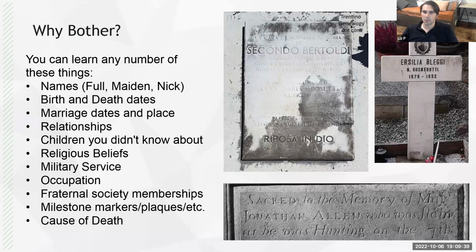Sometimes you'll see, in symbols as we go through this, the ancestor's or deceased's participation in particular societies. Perhaps that is a fraternal society. Maybe it's a historical marker that marks them as participating in the American Revolution, or the Mormon Battalion, as the case may be. What's neat is sometimes you'll see the cause of death. So if you look at this bottom one, it says sacred to the memory of Major Jonathan Allen, who was slain as he was hunting on the 7th of, and then it keeps going. But it's interesting that you can actually see the cause of his death directly in here, slain while hunting. I don't see that too frequently on graves, but as I was looking through some of the New England ones, I definitely came across that, of which this was one.